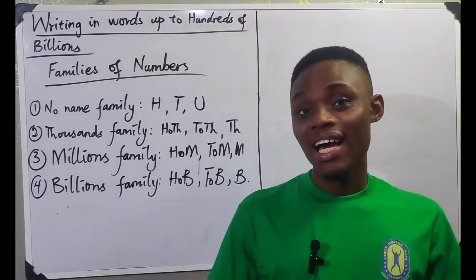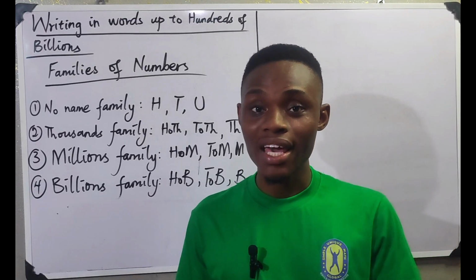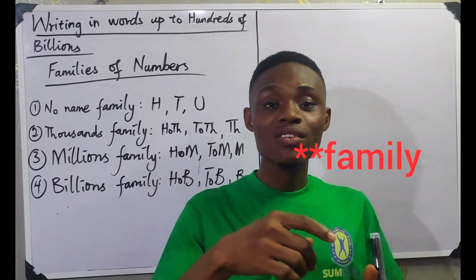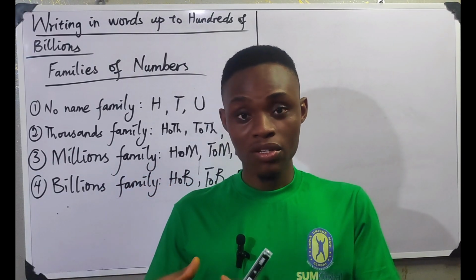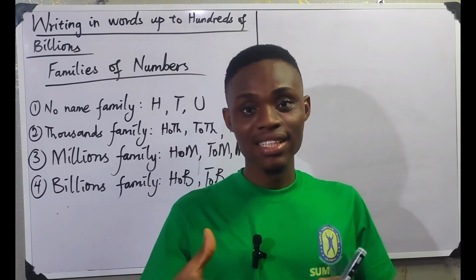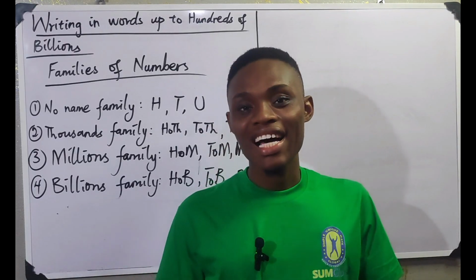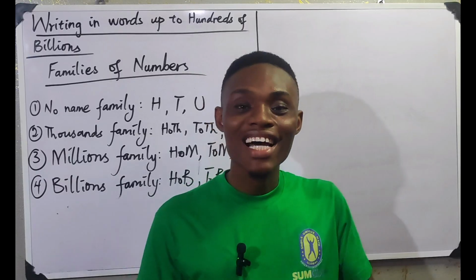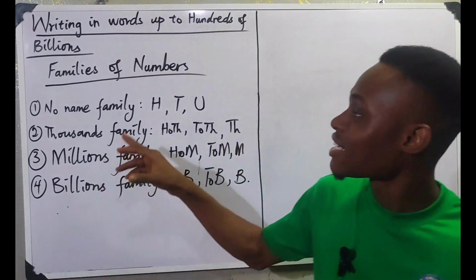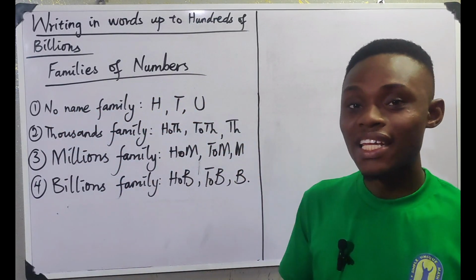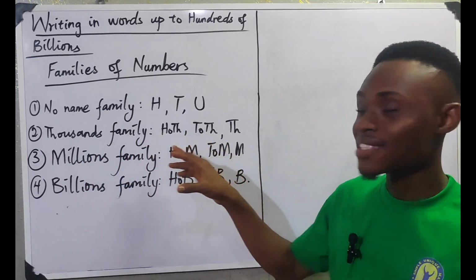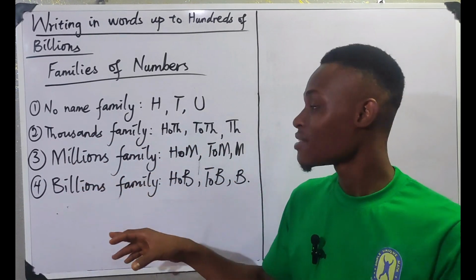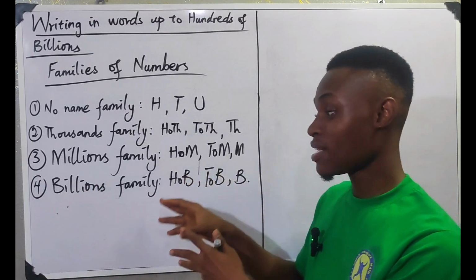Family names are just like our last names, our surnames, okay? Maybe your surname is Emmanuel, so everybody in your house answers Emmanuel. Maybe your sister is Angel Emmanuel, the other sister is Claire Emmanuel, and you are Emmanuel Jackson. So everybody has Emmanuel in their name. In this family, they don't have a particular name. In this family, everybody has thousand in their name. In this family, everybody has million in their name. And in this family, everybody has billions in their name.